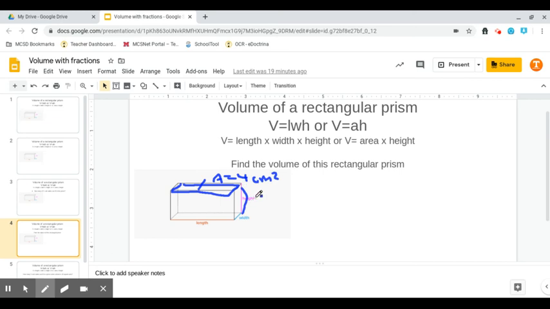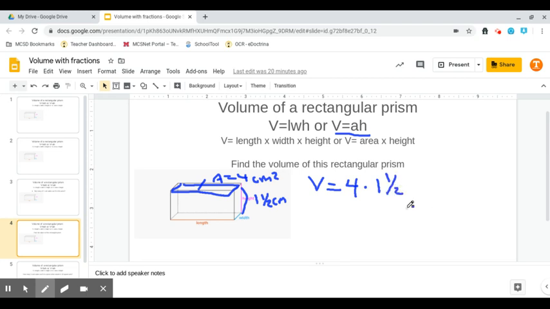The height is going to be, and I'm not a very good writer with this yet. Hard to write clicking with a mouse. 1.5 centimeters. So what we want to do is find the volume of this. I've given the area, so I want to use this formula: volume is area times height. So 4 times 1 1/2.